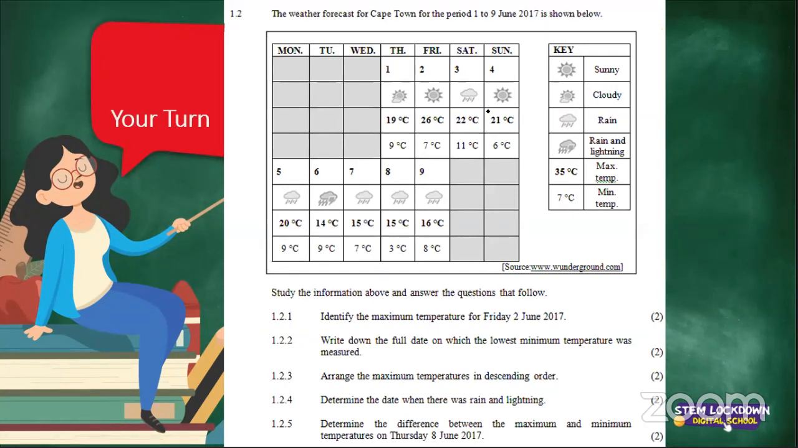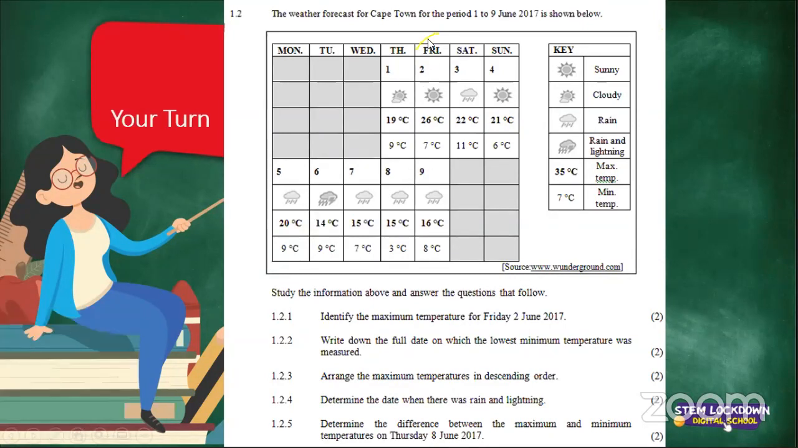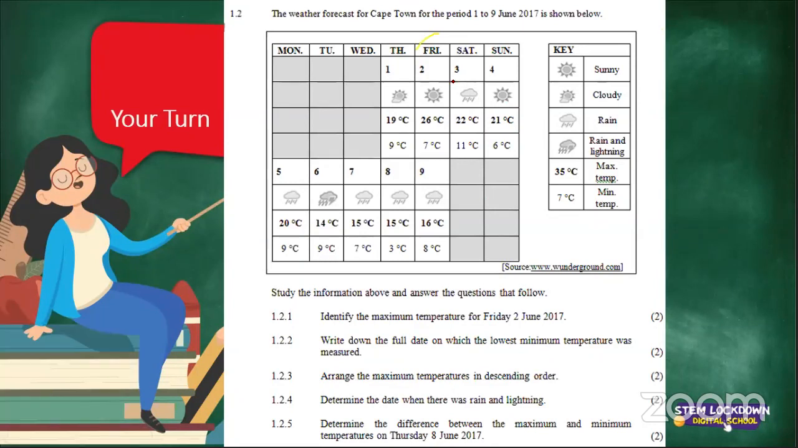So let me check if your answer is correct. We're looking at Friday, the 2nd. Let me just use red. Friday, the 2nd. We're looking at this date, and the maximum temperature is 26 degrees Celsius. Very, very good. Excellent work. You guys are on par. You guys understand what is happening.